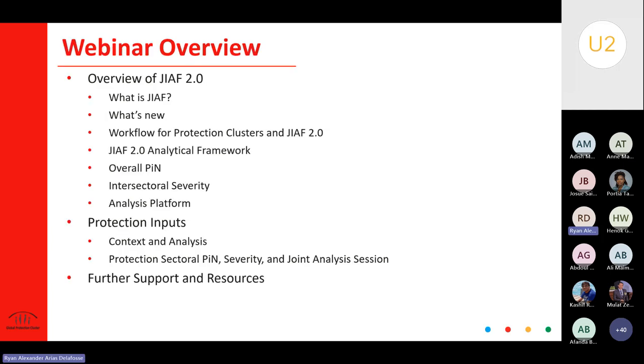Okay, so just a really quick overview of what's going to be going on during the webinar. We're going to be reviewing what JIAF actually is. And specifically, since I know many of you are IMOs, we're going to also be looking at the actual workflow for protection clusters in JIAF 2.0. What information is going where, and what are the outputs? We'll review the analytical framework, and in that analytical framework, we will be reviewing how JIAF calculates its overall PIN, its intersectoral severity, and then finally, we will be looking at the new analysis platform that JIAF 2.0 has.